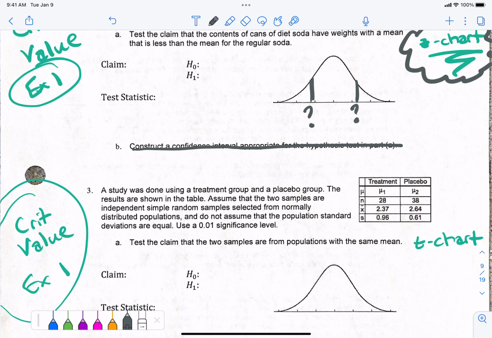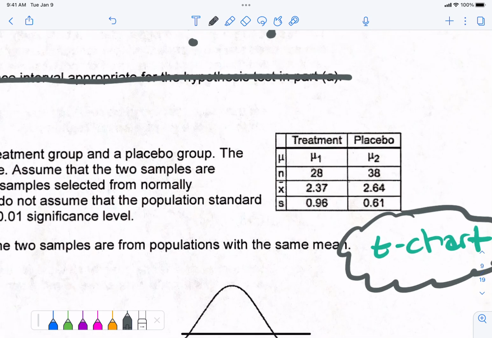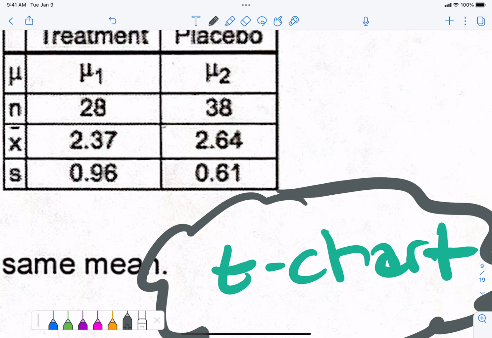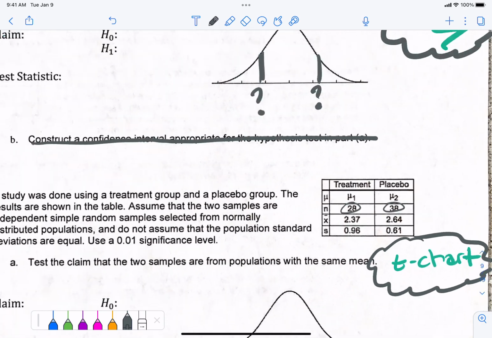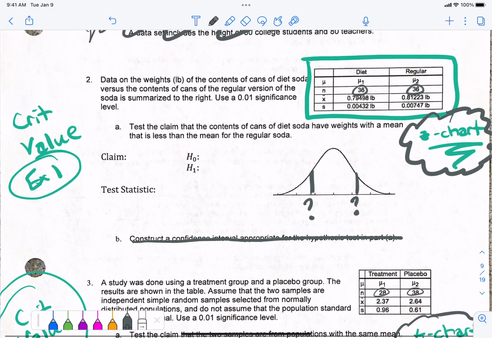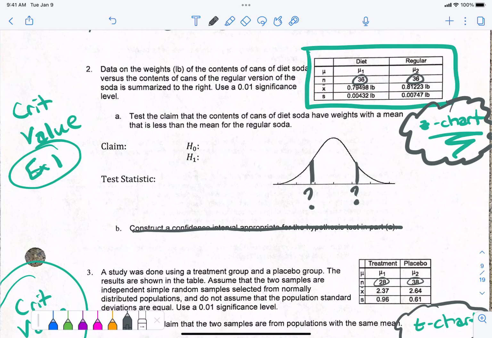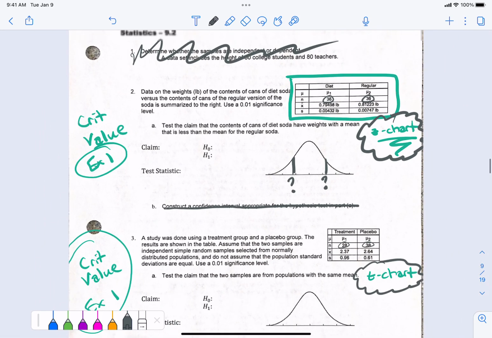I wrote down T chart for number 3 though, because here's a prime example. One of my n's is less than 30. One is greater than 30. But we said we have to use T in that case, right? Okay, so get moving on those 2. You can get those done. They are not terribly difficult. 2 and 3, just those for homework.